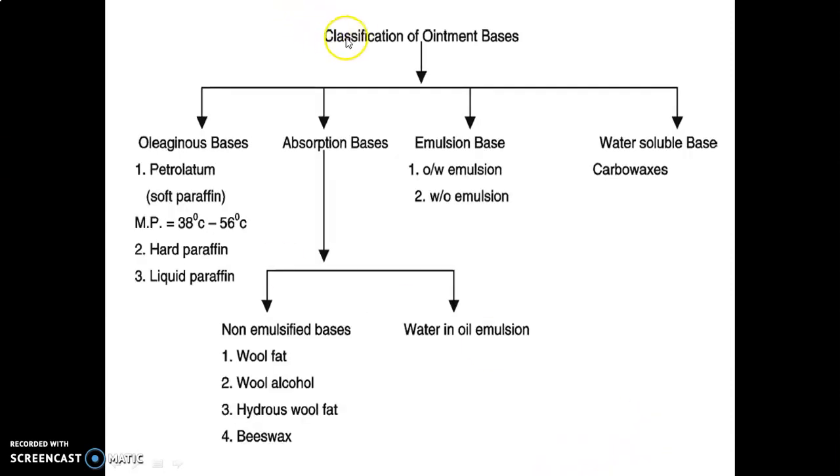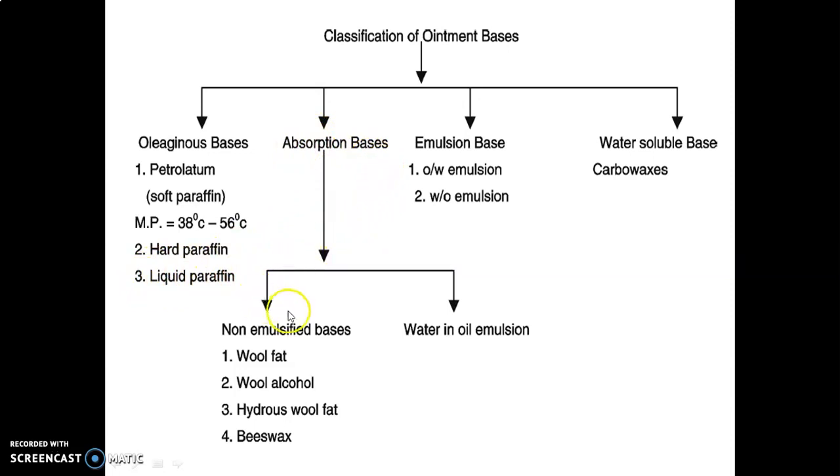Next, we will discuss the classification of ointment bases. There are four main classes: oleaginous base, absorption base, emulsion base and water soluble base. In the oleaginous base, the first type is petrolatum, that is soft paraffin, which has a melting point of 38 degrees Celsius to 56 degrees Celsius. The second is hard paraffin, and the third is liquid paraffin.